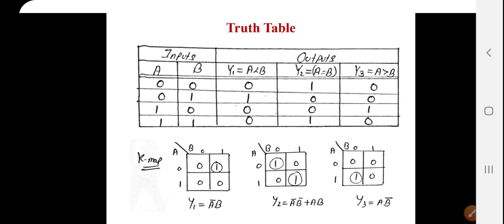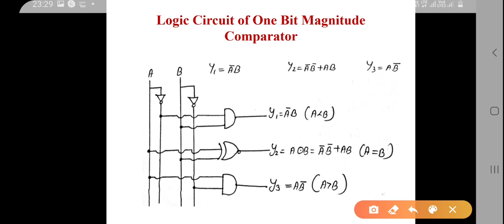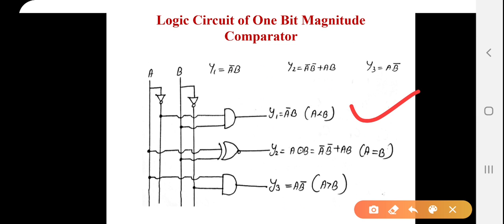With the help of a logic circuit, we can produce the output. As you can see, in this particular logic circuit, y1 is produced in the form of A bar B, as you can see from the connection. y2 is produced in the form of A XNOR B, that's why the XNOR gate is there, and y3 is produced in terms of A B bar, that's why you can see the connection.